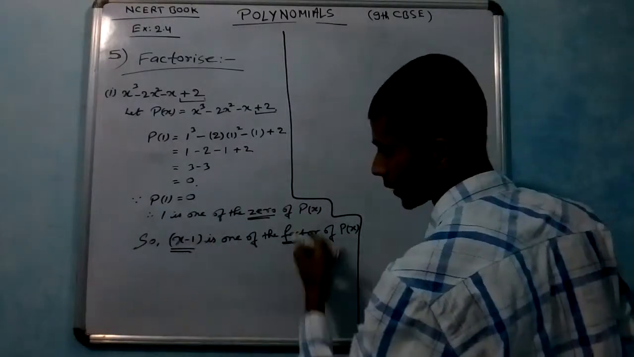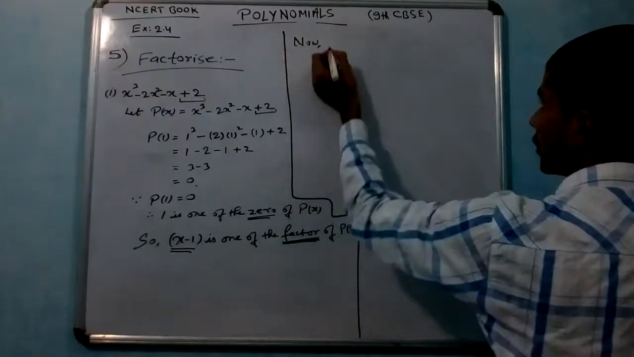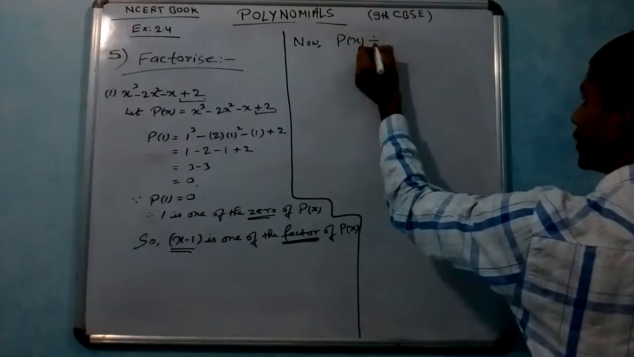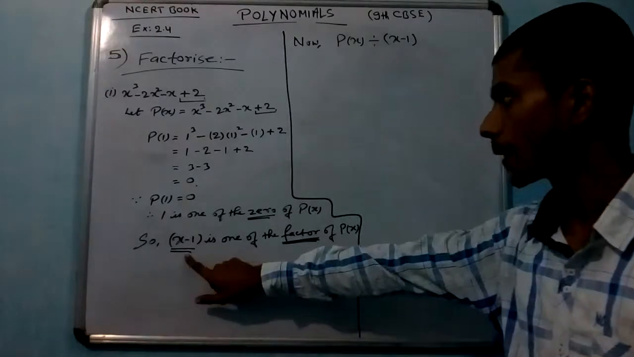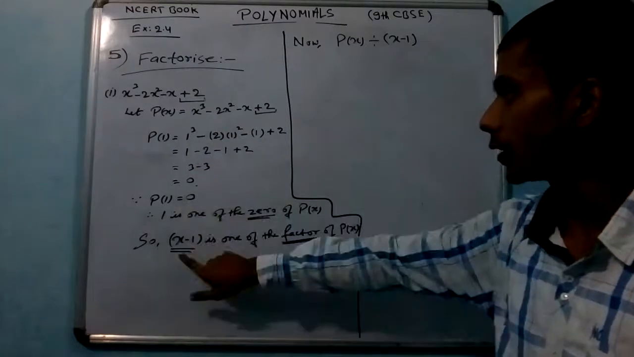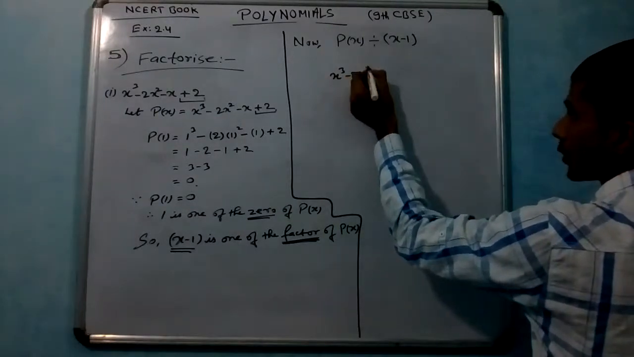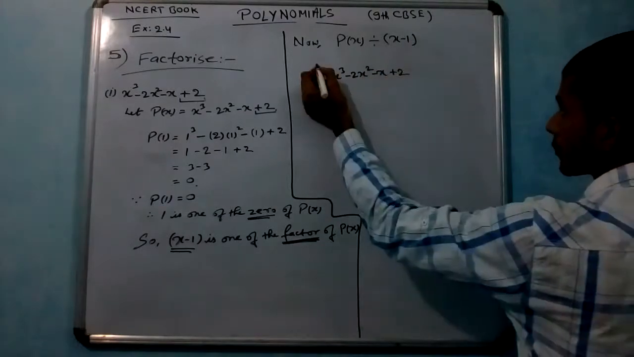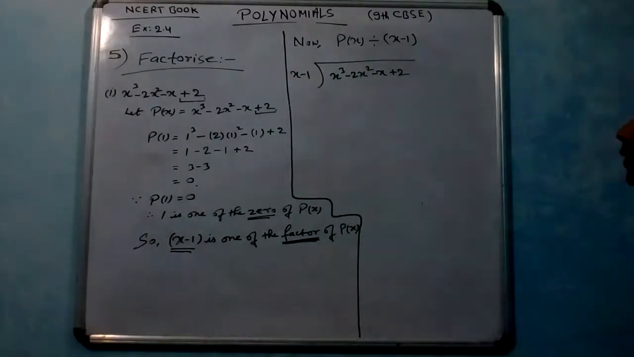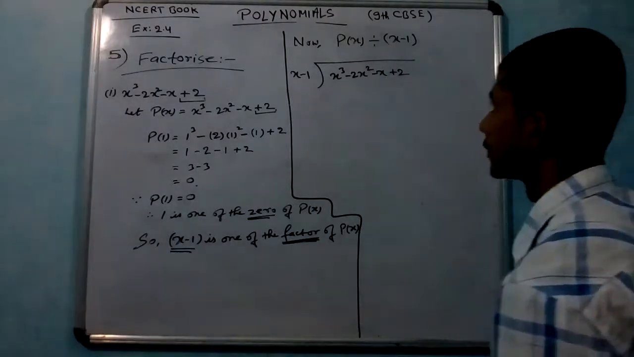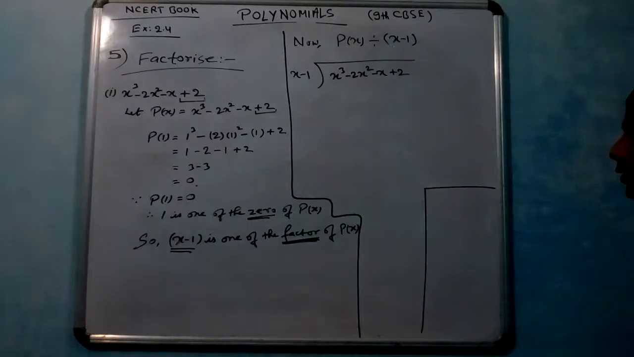Understanding? Now since this is a factor, we will divide this Px. Now Px divided by one of the factors, that is x minus 1. We have to do this work next. So what is Px? X cube minus 2x square minus x plus 2. And divide by x minus 1, this is one of the factors. Come on, divide this. What to do to get the first term of the quotient? Here is the rough. What first one?